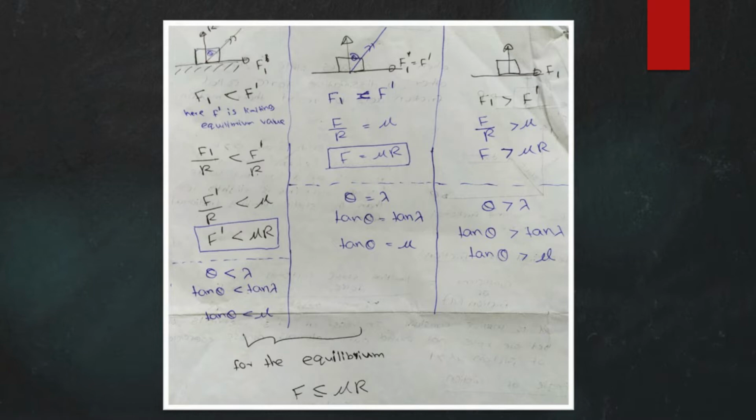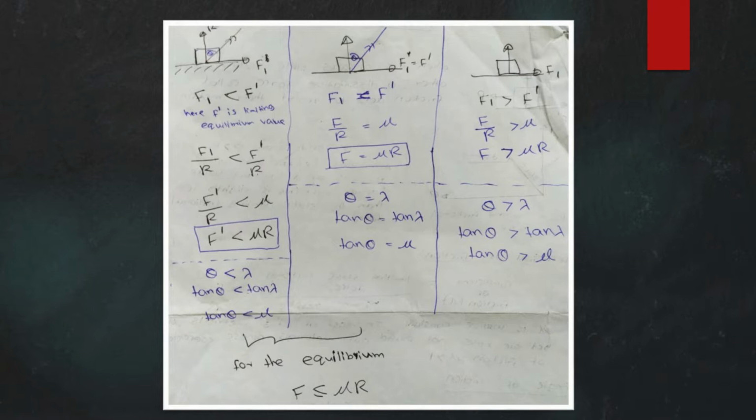So it's moving. Here in my left-hand side diagram, F1 means my applied force and F dash means my frictional force. F1 is less than F dash, where F dash is the limiting equilibrium. So I'm dividing both sides by R. Then F1 over R is less than F dash over R, which means mu. Then F1 over R is less than mu, so F1 is less than mu R.